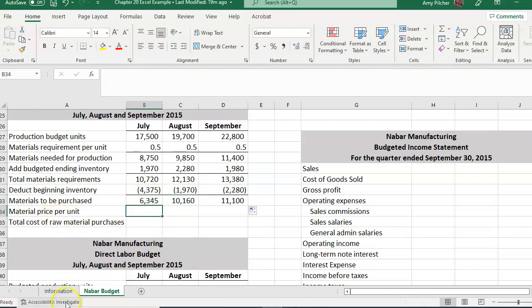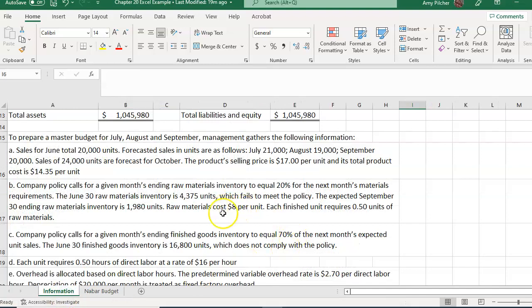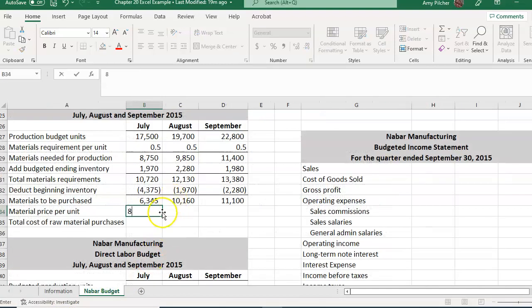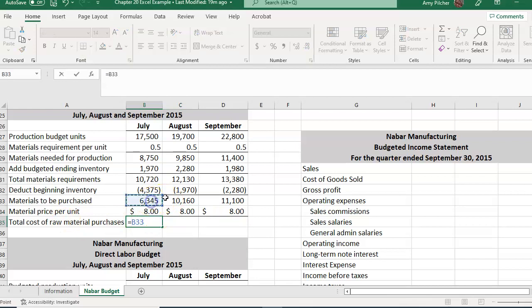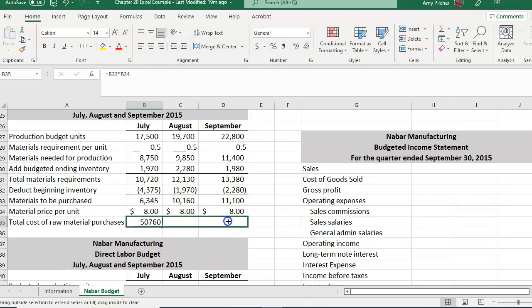Okay. Then my materials price per unit is $8 per unit. Carry that all the way across and then format that to be $1. So our total cost of materials purchases is the number of materials to be purchased times the $8 per unit. Carry that formula across and format $4. And that is the production or the materials budget.